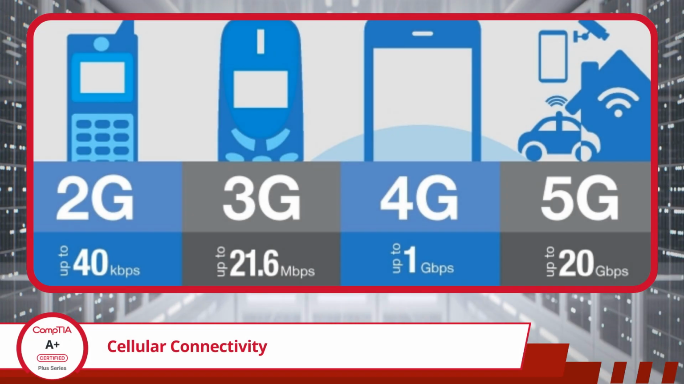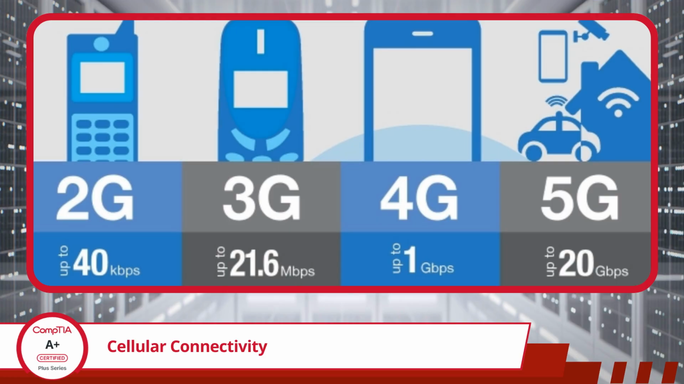Cellular technology has evolved through several standards, commonly referred to as 2G, 3G, 4G, and 5G, with each version improving speed, reliability, and overall capacity. 2G, or second generation, was designed primarily for voice calls and basic text messaging. While it was groundbreaking at the time, its data capabilities are extremely limited by modern standards. 3G, or third generation, introduced faster data speeds that made mobile web browsing and basic video streaming possible.